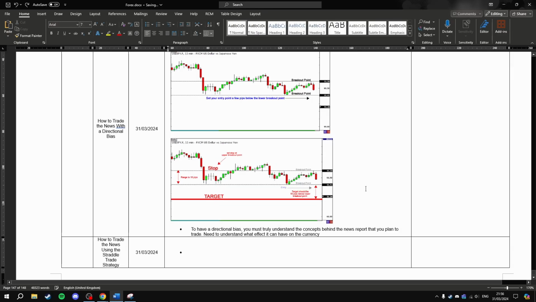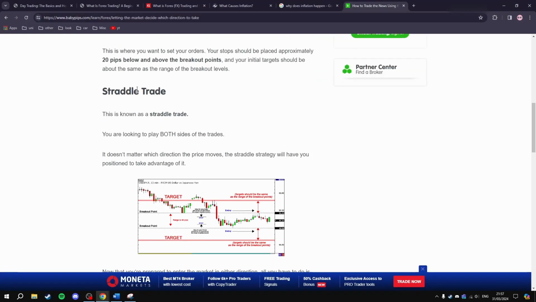Straddle trade. This is known as a straddle trade. You are looking to play both sides of the trades.